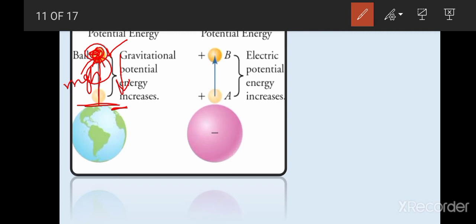But if we want to take the ball from lower to the higher potential, we have to give energy to it. We have to throw it. We have to give our muscular energy to the ball so that it can move from this point of lower potential to a point of higher potential. Similarly, in the case of a charged particle, electrical potential energy increases in this way, and as it goes away from the charge, its electrical potential decreases.